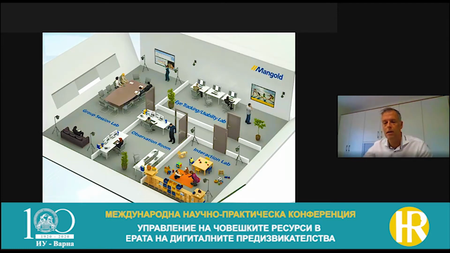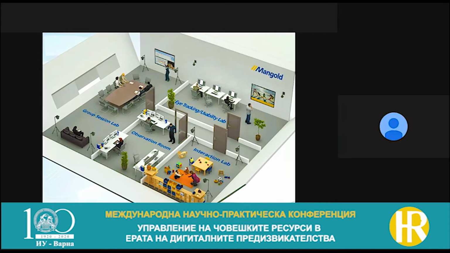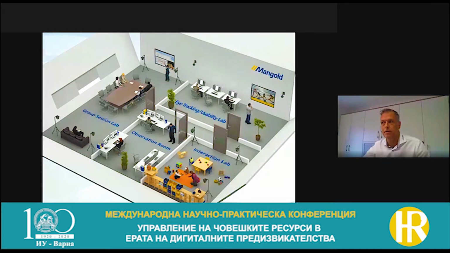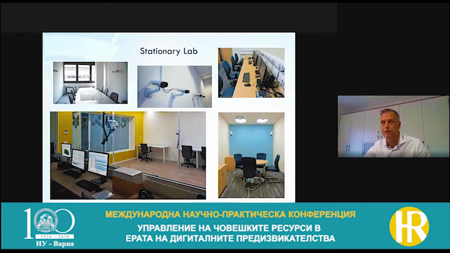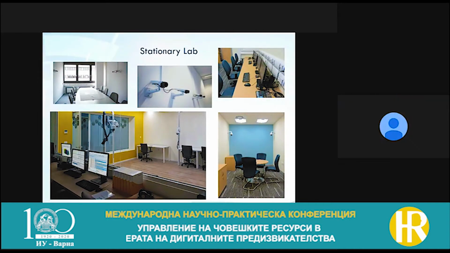So you can have a room layout with multiple rooms. You can have remote controllable rooms. You can have different microphones. You can integrate eye tracking, group session labs, everything that is interesting for you. And you can have multiple cameras from different angles to record the behavior from a lot of angles to really recognize everything. And this can be done by setting up stationary labs, usually at universities when you have multiple rooms.